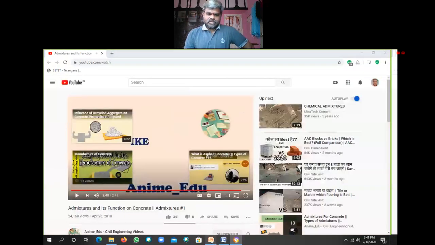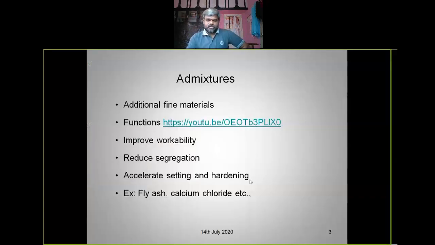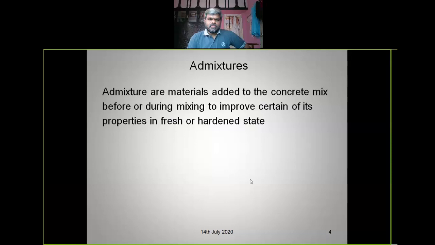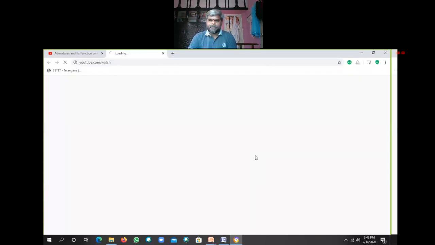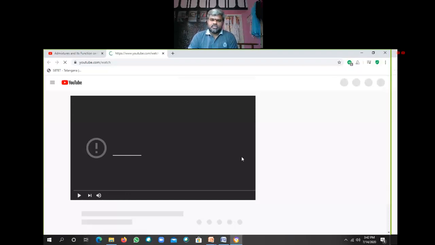These are different admixtures which are used for some functions. The definition: admixtures are materials added to the concrete mix before or during mixing to improve certain of its properties in the fresh or hardened state. Properties commonly modified are rate of hydration or setting, workability, dispersion, air entrainment, like that. Let us see another small video, which is on the effects and uses of admixtures.